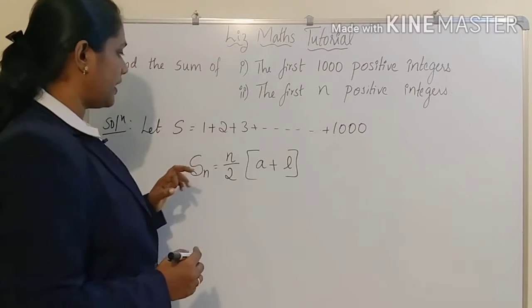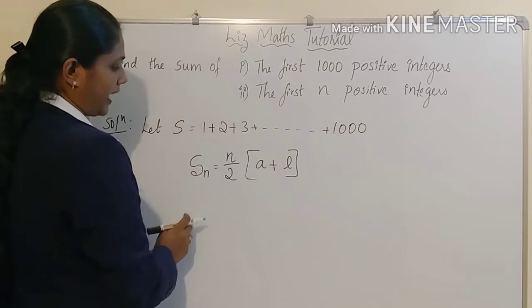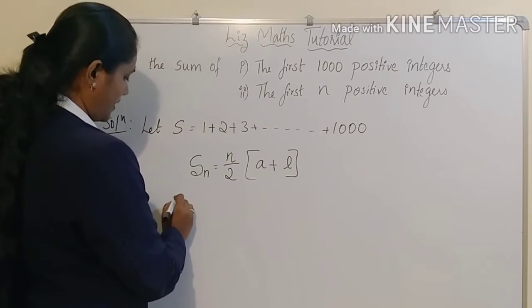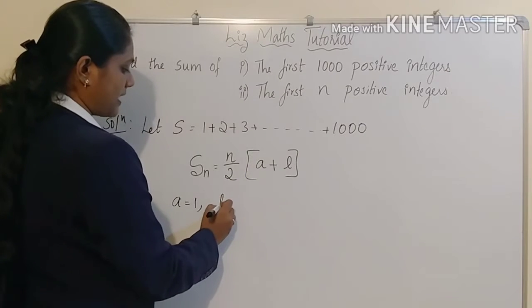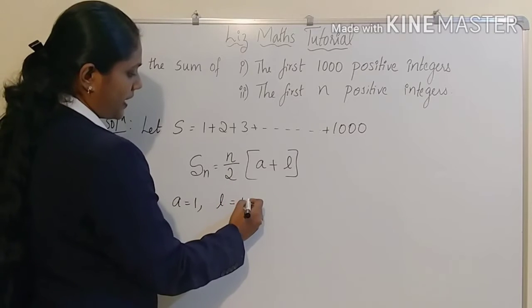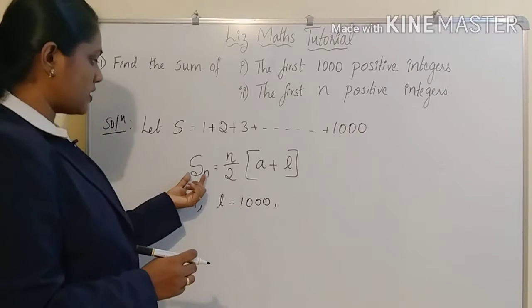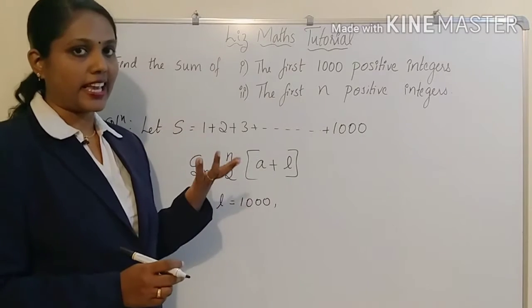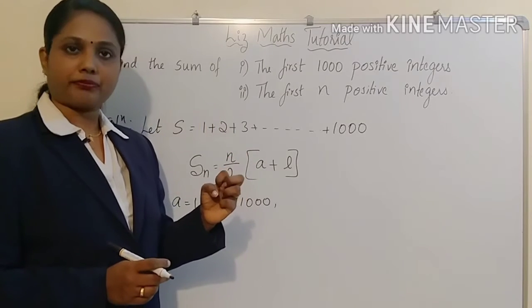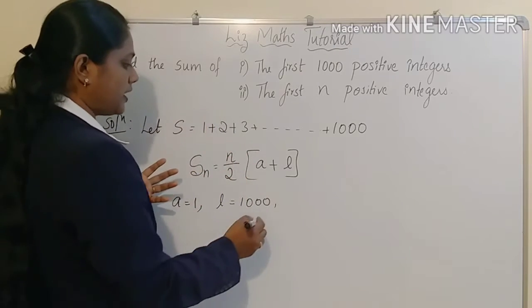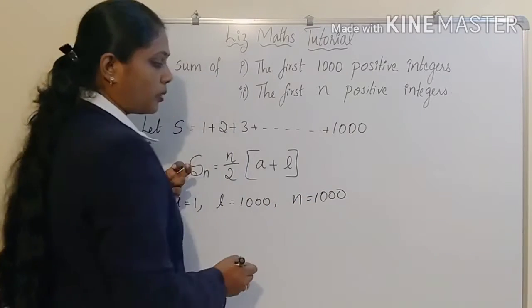See what is given here. What you want is the first term, that is a is 1. Here the first term a is 1, and the last term l is given. l, the last term, is 1000. Also, what is the n here? Sn is not given. You have to find out the Sn. Number of positive integers is how much? 1000. Got it? The number of positive integers is also 1000. n is equal to 1000.